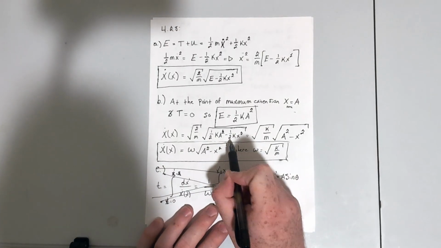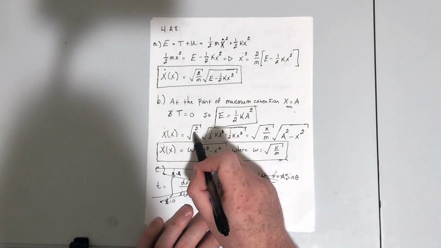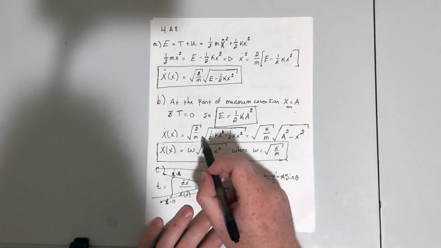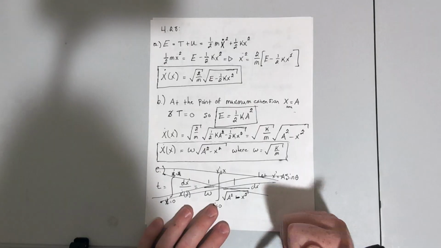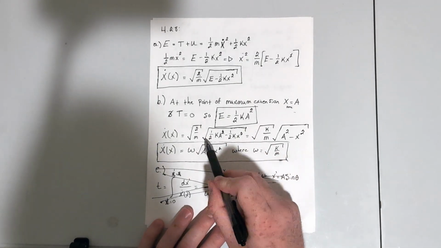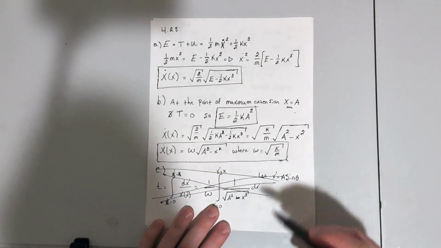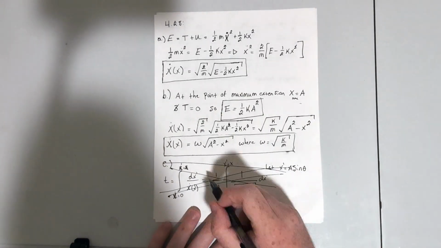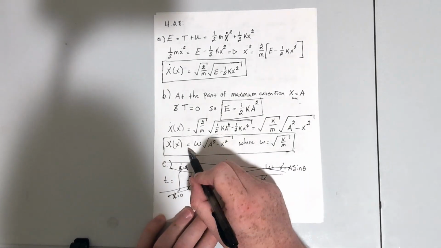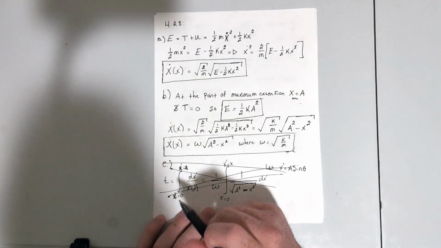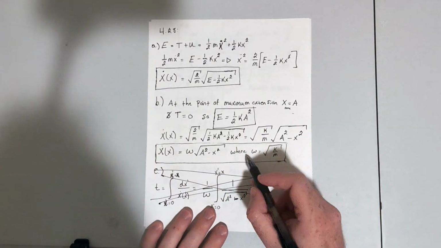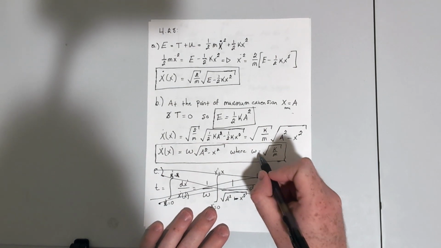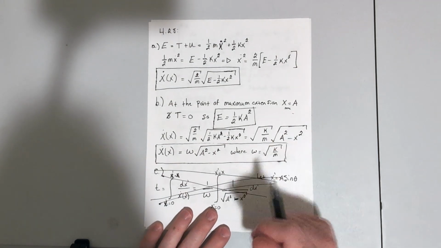We factor out the square root of 1/2, and that's going to cancel the 2 here. And then we factor out the k, and we group that with the square root of m, so we get the square root of k over m. And then what's left inside of this square root is just A squared minus x squared. And then we can rewrite this as x dot of x is equal to omega times the square root of A squared minus x squared, where we're just using the variable omega to represent the square root of k over m.